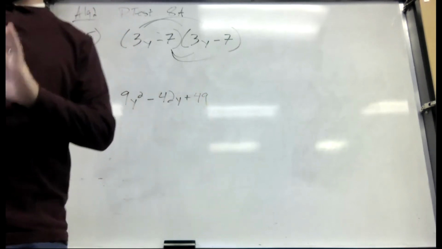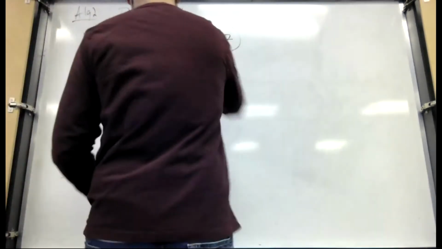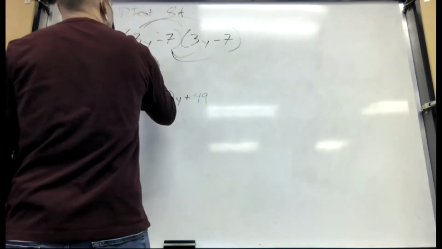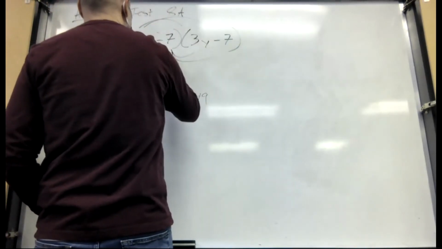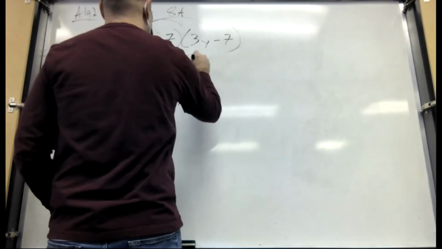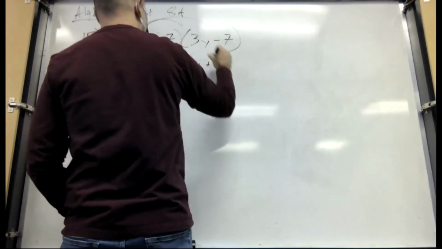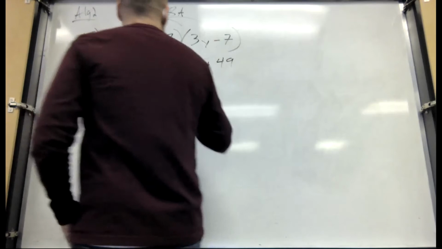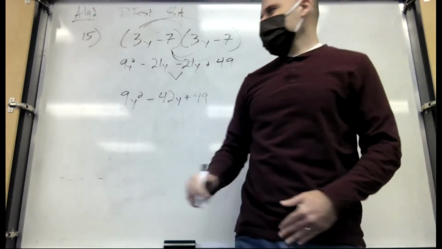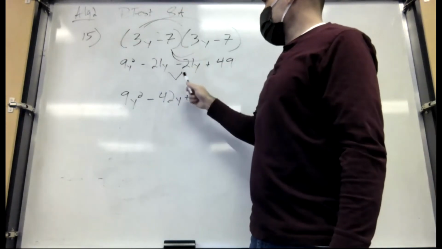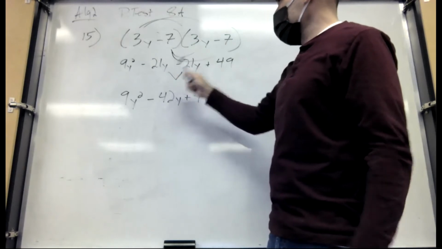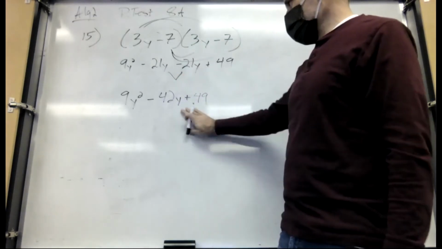But if you don't want to do the shortcut, that's fine. Let's just FOIL it out. So that's 9y squared minus 21y minus another 21y plus 49. So now the shortcut kind of makes sense. You multiply these two things together, and then there's two of the same thing, so you double it. So either way, you're going to get that.